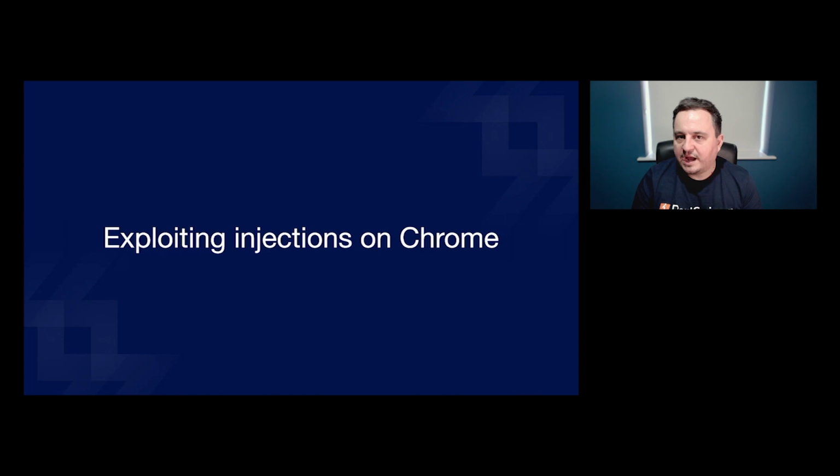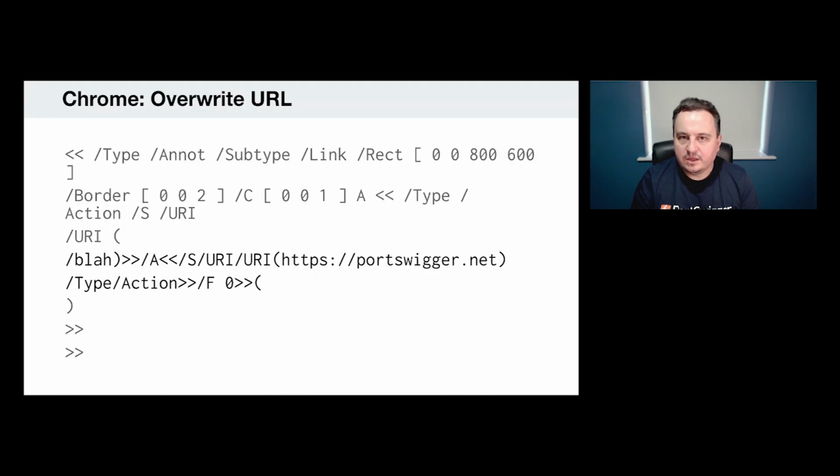So then, after my success with Acrobat, I started to check my injections on Chrome, but I was disappointed. All my injections failed. So I decided, okay, we can't execute JavaScript. Why don't we try and overwrite the URL, for example?